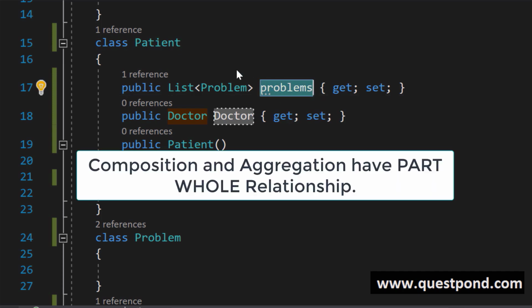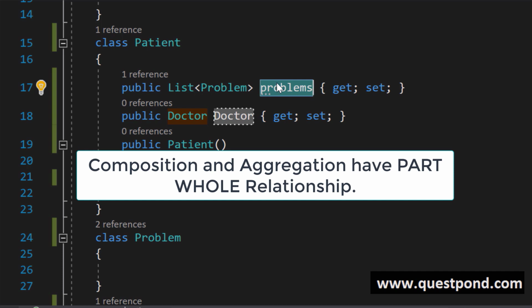So first thing, in composition and aggregation specifically, there has to be a part-whole relationship. There has to be a meaningful relationship. They should have some kind of semantic connection between them. Semantic means a meaningful connection, right? So patient has problems, right?